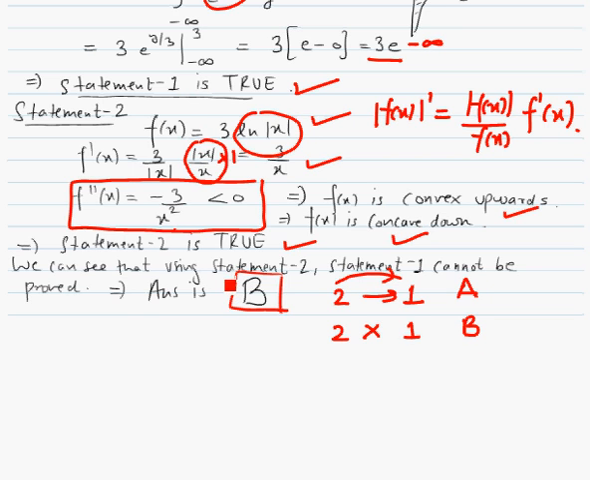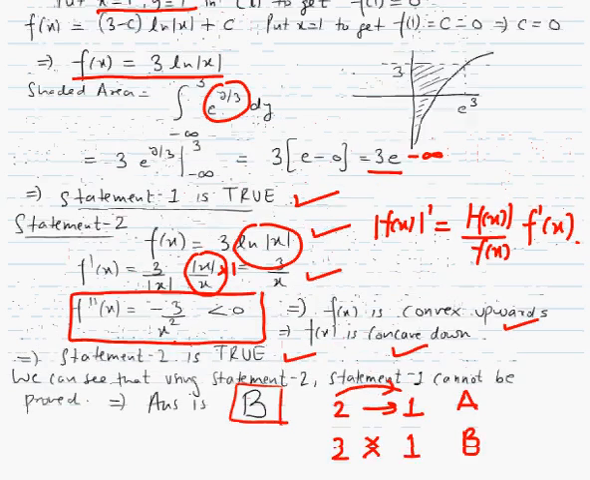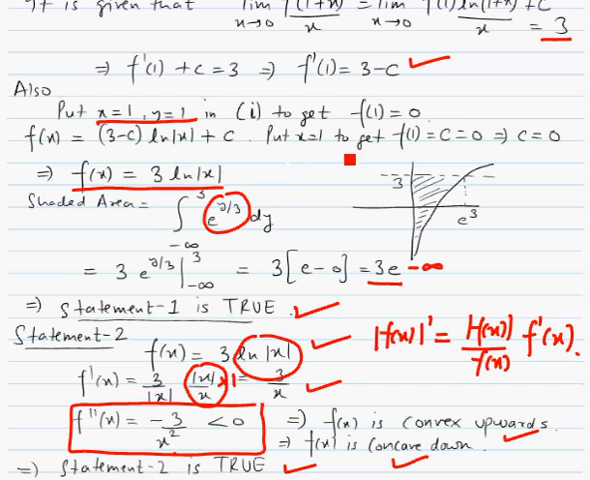Now statement 2 says that the second derivative is negative, that is, the shape is convex upwards. By taking the shape as convex upwards, we cannot find the area bounded by the curve and the y equal to 3 line. There's no way we can calculate this area, so convexity has nothing to do with the area bounded. That is why the answer is B: statement 1 is correct, statement 2 is correct, but using statement 2, statement 1 cannot be obtained. So statement 2 is not the correct reason for statement 1. Hence the answer is B.